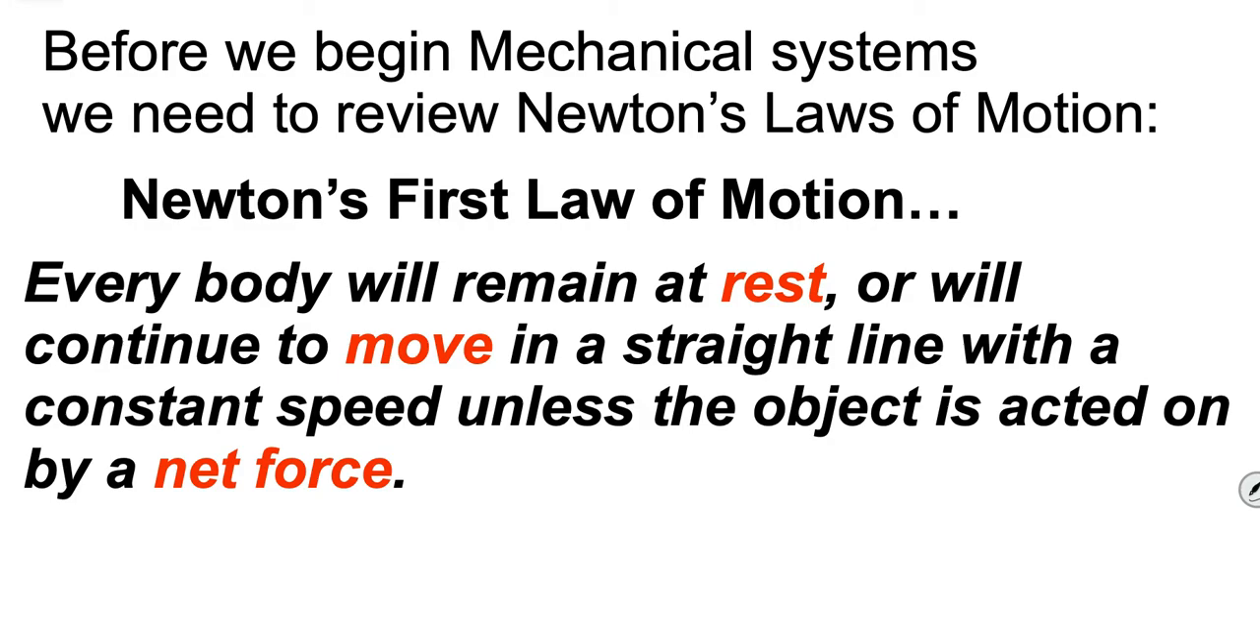So if you remember from physical science, we had this guy named Isaac Newton, and he has some laws. Okay, so we're going to review those and see what we remember. Newton's first law of motion is every body will remain at rest or will continue to move in a straight line with a constant speed unless acted on by a net force. Okay, this is, if you remember, Newton's law of inertia. Something in motion will stay in motion unless acted on by an outside force.